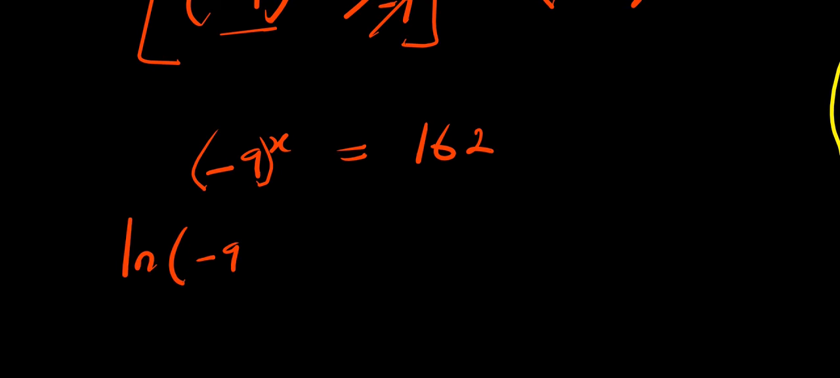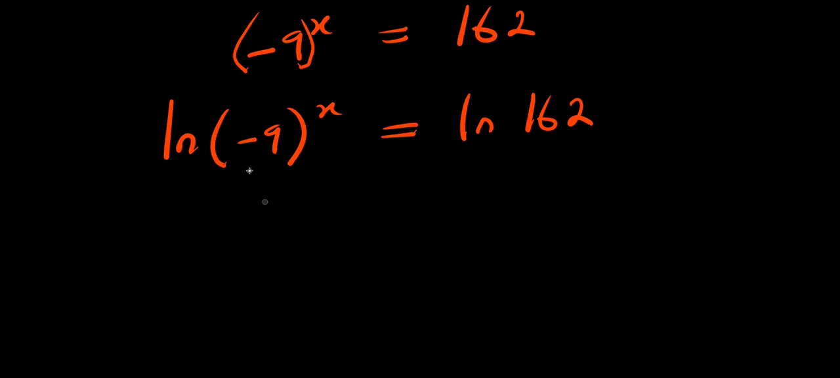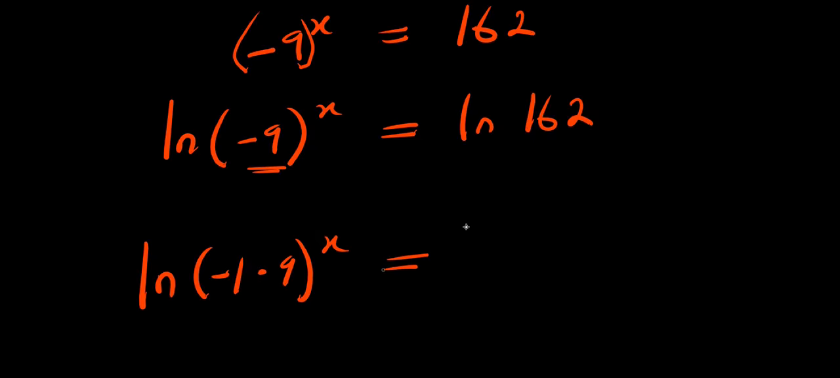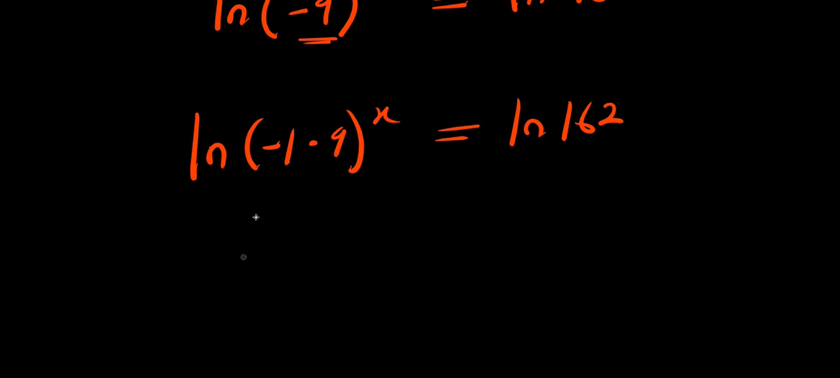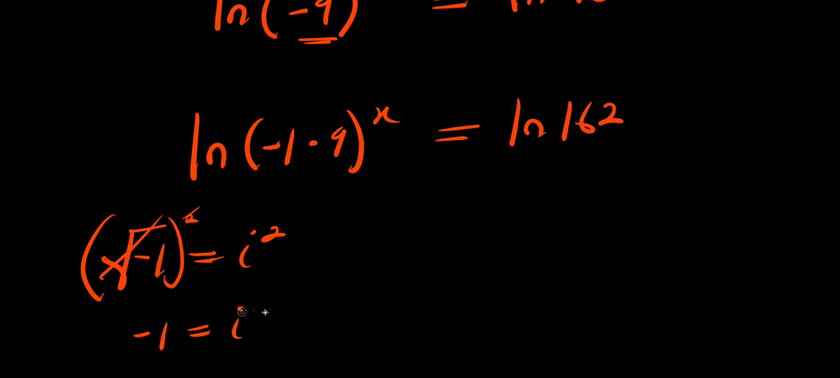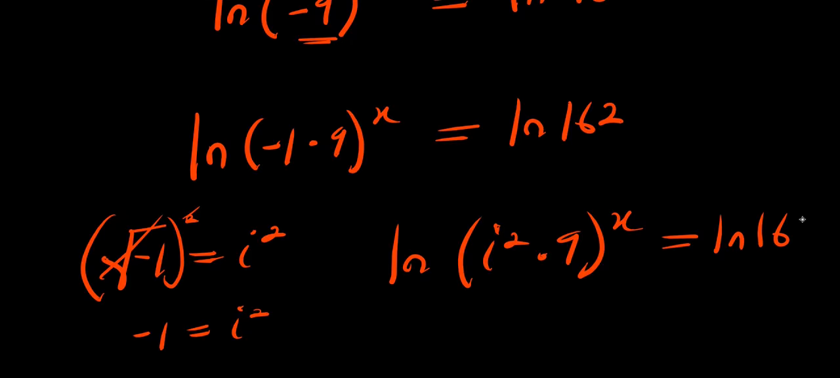I have natural log of negative 9 to the power x equals natural log 162. Then here is negative 9. I can have natural log of negative 1 times 9 raised to the power of x equals natural log of 162. And if you remember, square root of negative 1 equals i. Then if you take the squares, this cancels this, I have negative 1 equals i to the power 2. Meaning that I can have natural log of i to the power 2 times 9 raised to the power of x equals natural log 162.